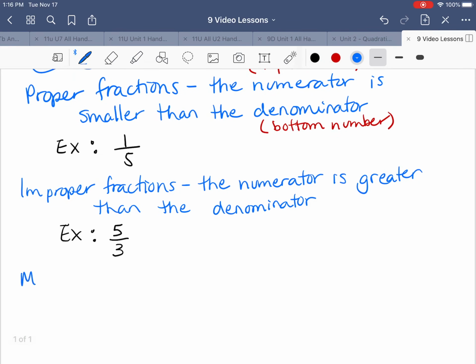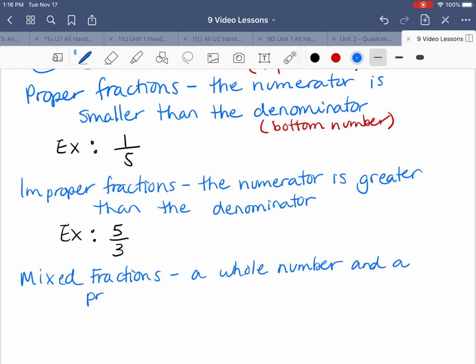We then have mixed fractions. And these are when we have a whole number and a proper fraction put together. An example would be 3½.